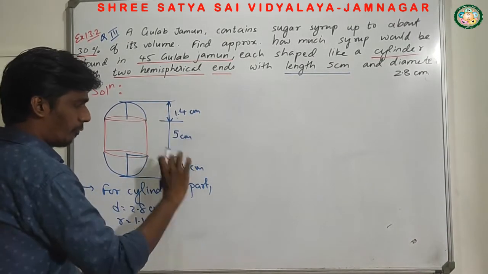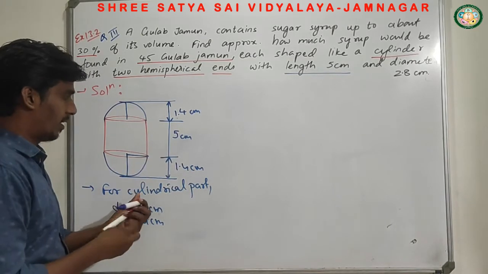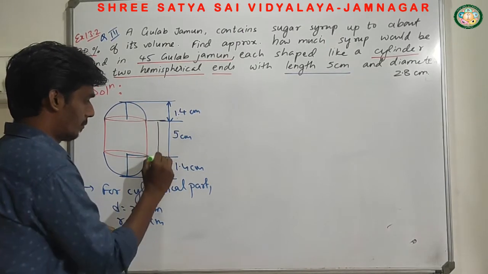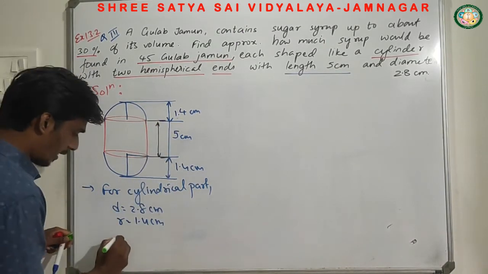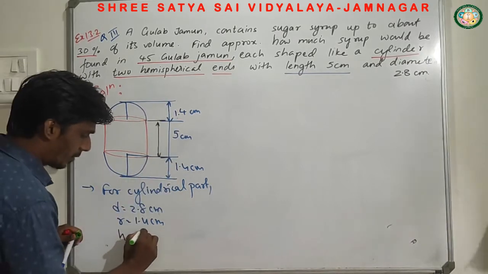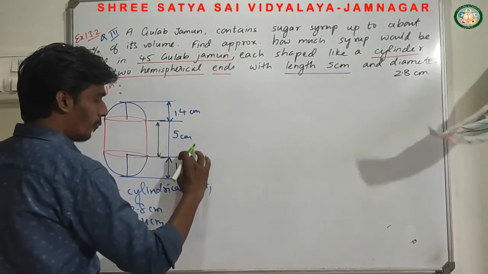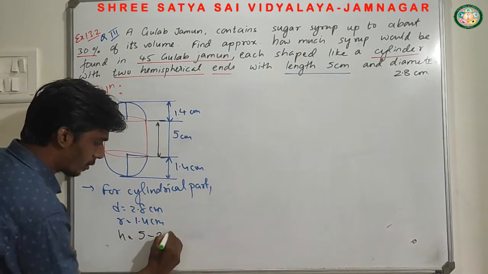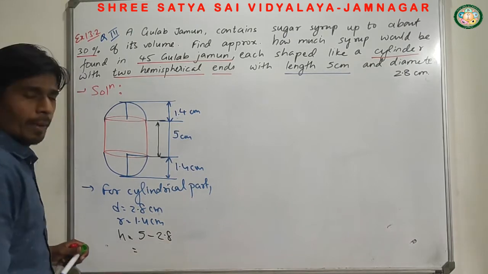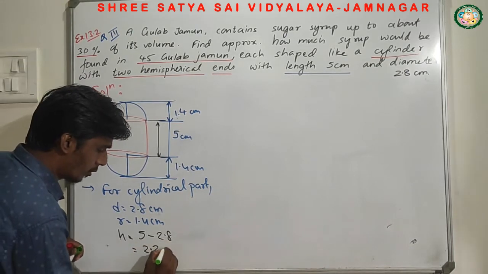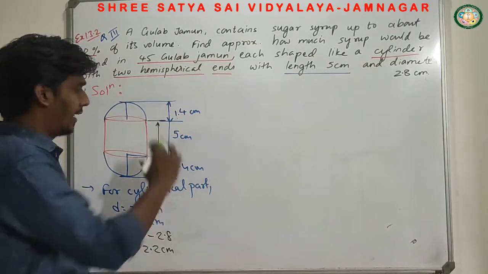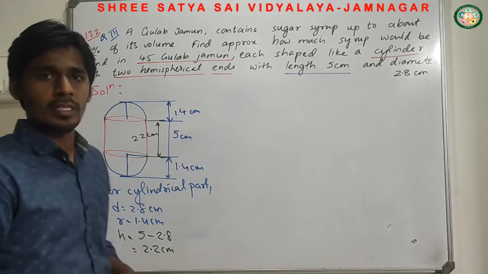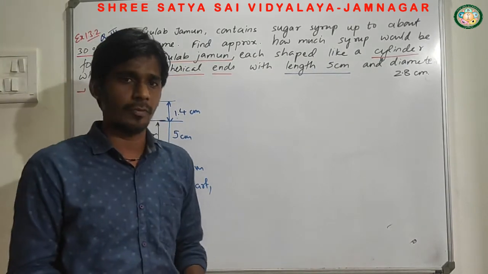Now from this 1.4, it is possible to find the height of the cylinder. What is the height of the cylinder that we have to find? So height, how will you get? Height equals total height 5 minus 1.4 plus 1.4, that is 2.8. So 5 minus 2.8 is how much? It's 2.2 centimeter. So I got the length of the cylinder, 2.2 centimeter. This is the way we got the dimension of the cylinder.